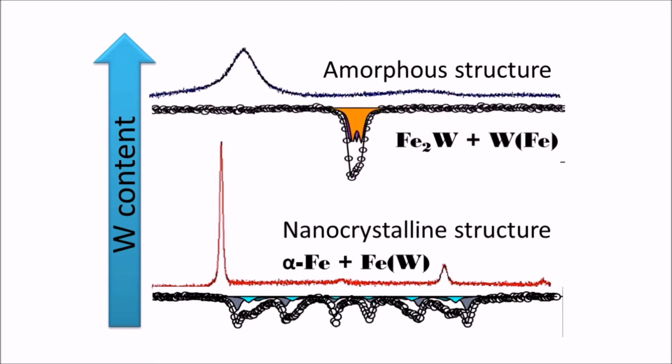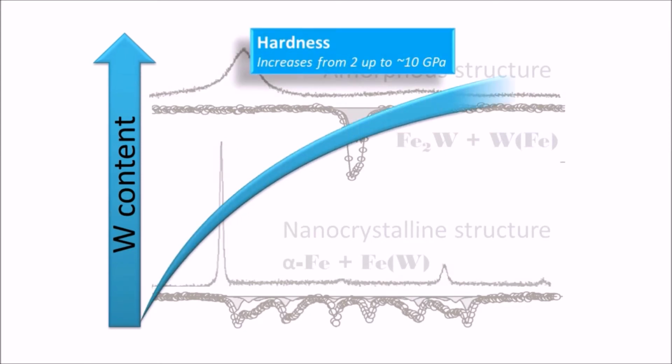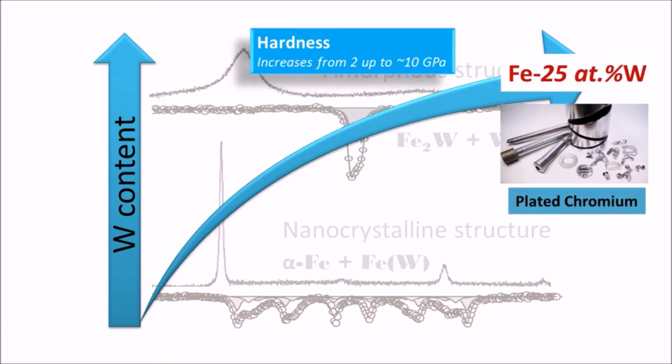With further increase in tungsten content, intermetallic compound Fe2W and iron solid solution in tungsten are formed. The structural changes eventually influence the properties. In this way, the hardness of electrodeposited iron-tungsten alloys increases with tungsten content, reaching approximately 10 GPa for alloy having 25 atomic percent of tungsten, which is comparable to the hardness of electrodeposited chromium tested at the same conditions.